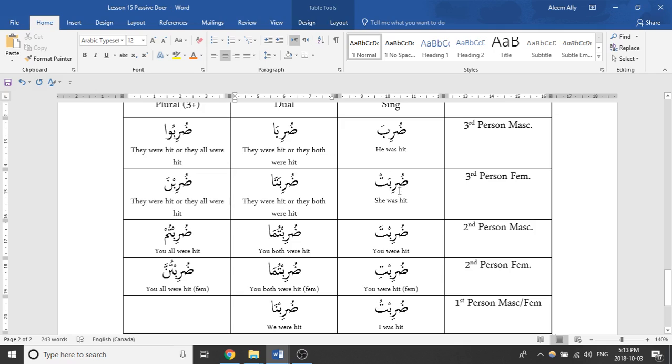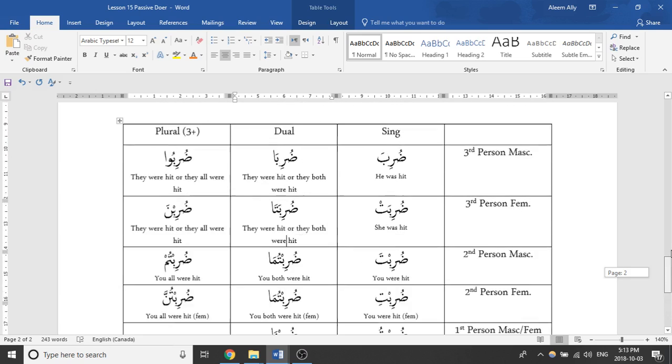It used to be ضربت, which was she hit. Then ضربتا, they both were hit. ضربنا, they all were hit. ضربت, you were hit. ضربتما, you both were hit. ضربتم, you all were hit. ضربتي, you were hit. ضربتما, you both were hit. ضربتن, you all were hit. And finally, second last, ضربت, I was hit. And then ضربنا, we were hit. Yeah guys, that's Majhool. Boom.